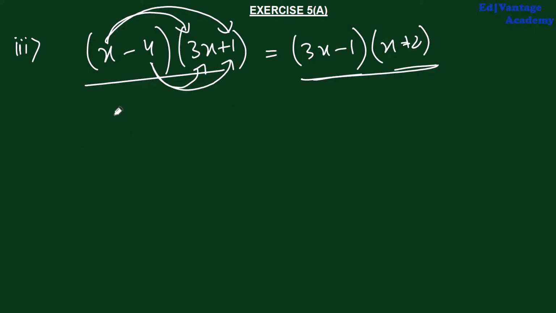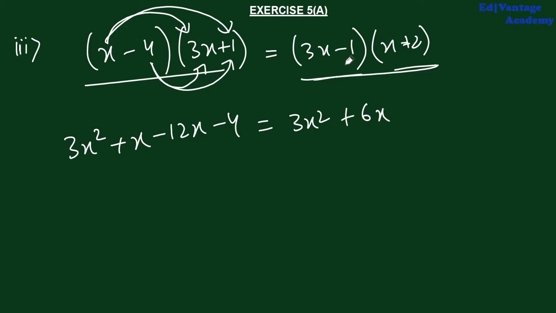So it is x into 3x, that's 3x square, x into 1, that's plus 1x, minus 4 into 3, minus 12x, minus 4 into 1 is minus 4. Same thing here, 3x into x is 3x square, 3x into 2, that's 6x, plus 6x, minus 1 into x is minus x, minus 1 into plus 2 is minus 2.